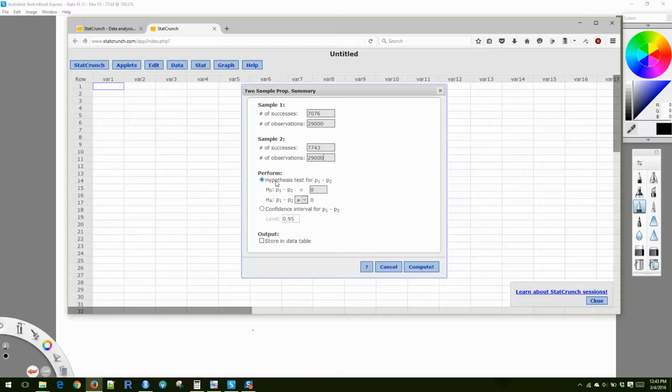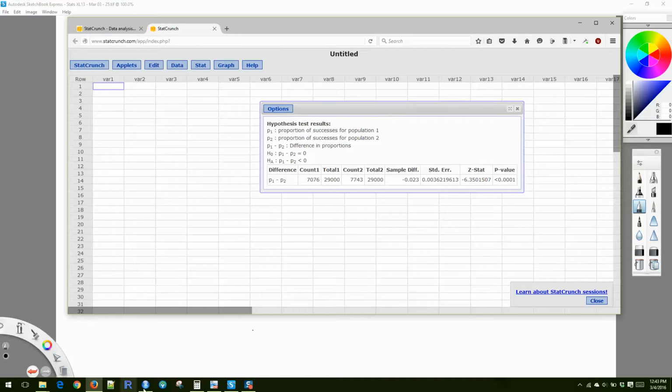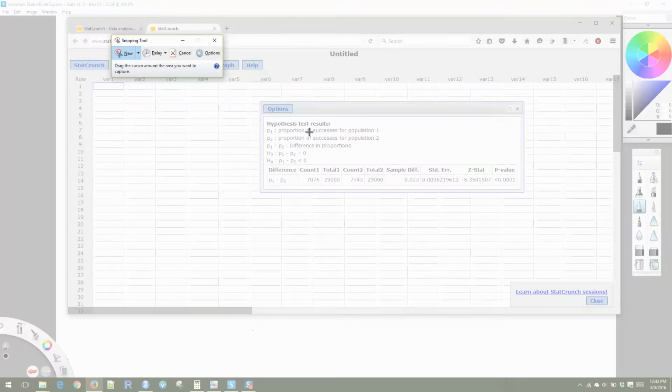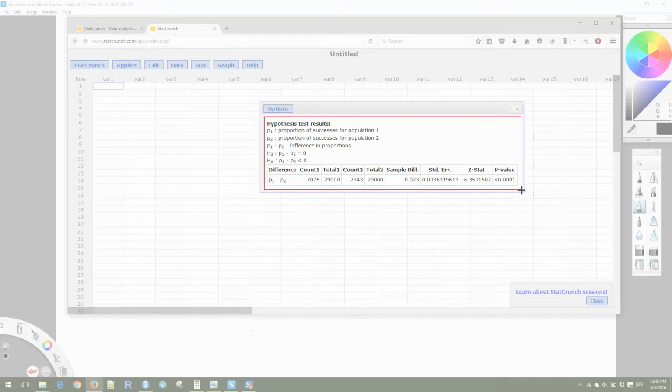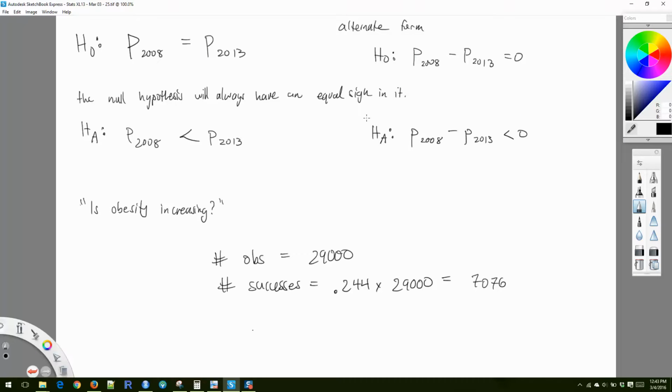Okay? We're testing for P1 minus P2 equal to 0. And then the alternative would be that P1 minus P2 is less than 0. Okay? Is this okay? And then we click compute. What do we get? This is what we get. Okay, so these are my results.